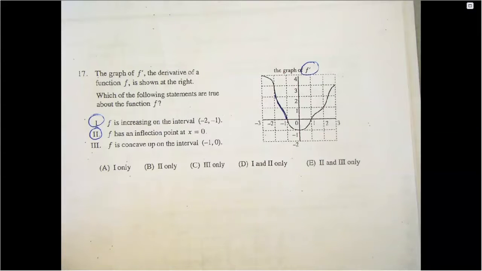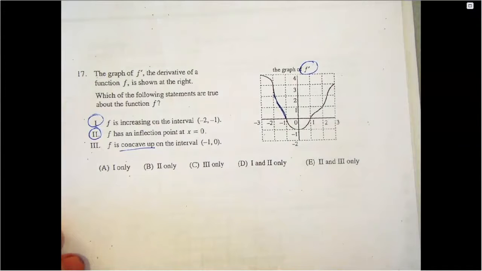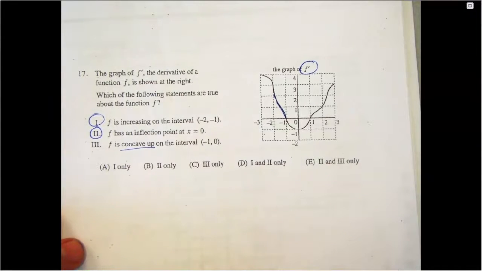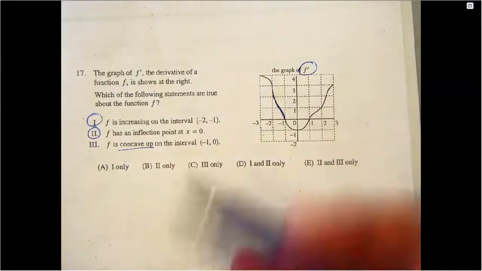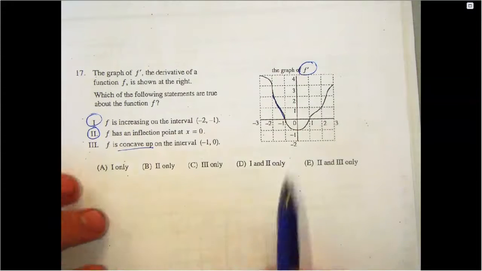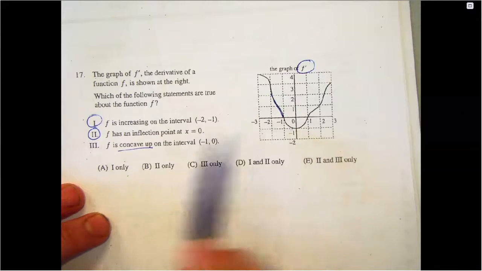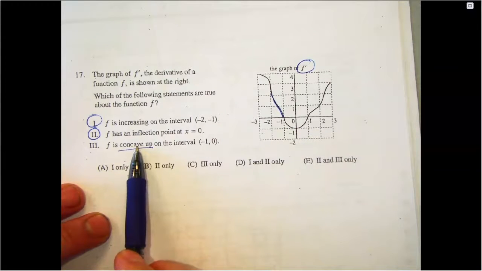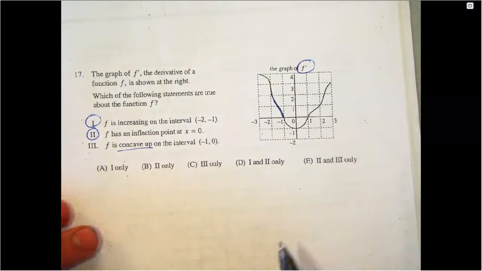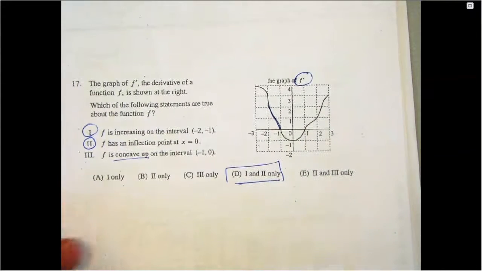And then number 3, f is concave up between -1 and 0. What level does concavity come from? The second. I'm looking at the first. So how do I go down a level? Take the slope. So the slope of this between -1 and 0 is negative, which does not match up with concave up. We want it to be positive for it to match up. So it's 1 and 2. So that's D.